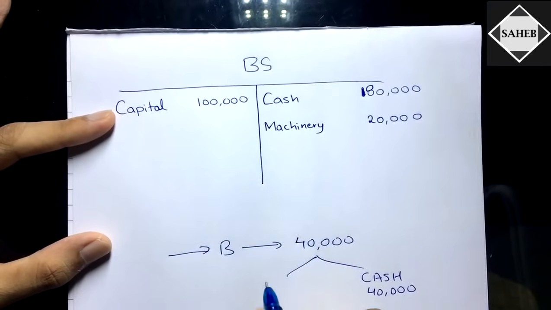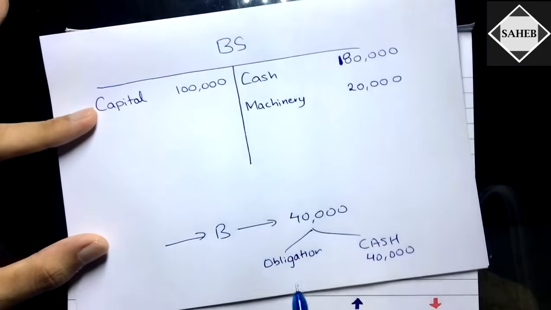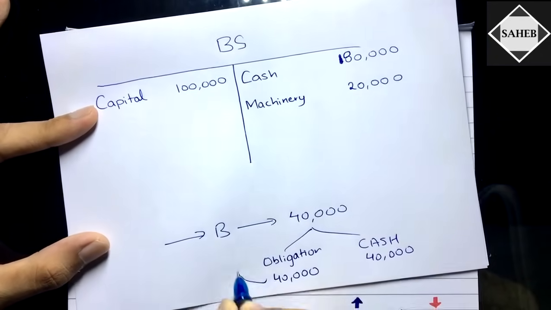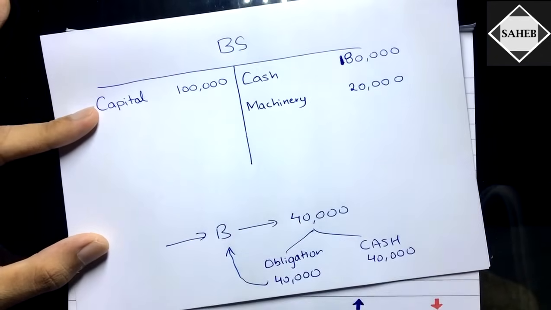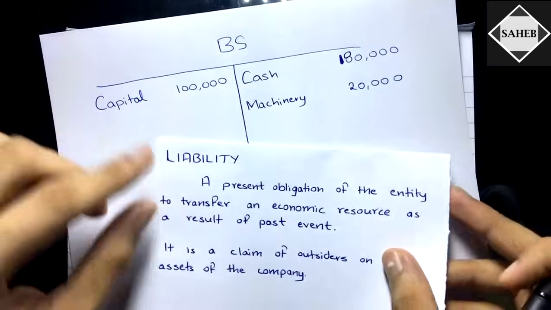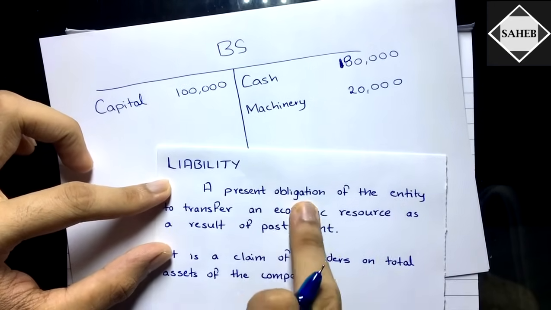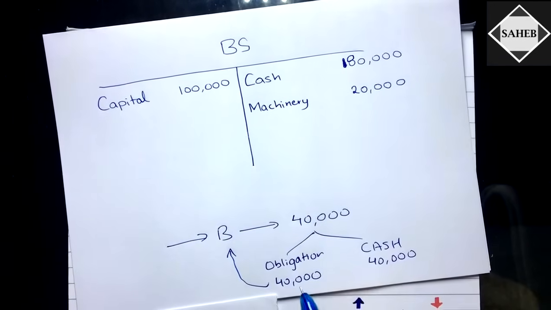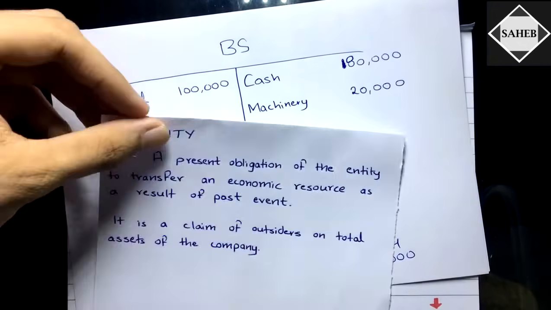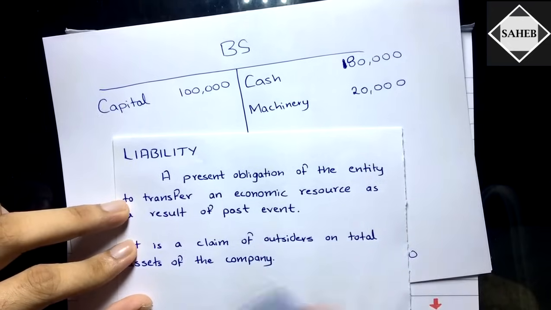But now there is an obligation that is being created. Immediately an obligation is created that you have to pay 40,000 back to the bank, isn't it? So this obligation is called what? This obligation is called a liability, a present obligation. Now the obligation is there, you have to pay the bank. What do you have to pay? You have to pay them cash, transfer an economic resource, that's cash.